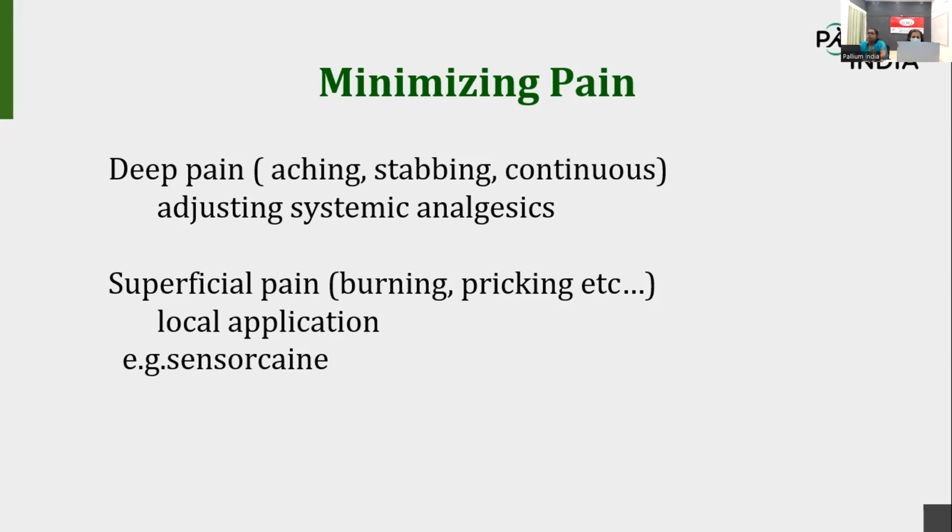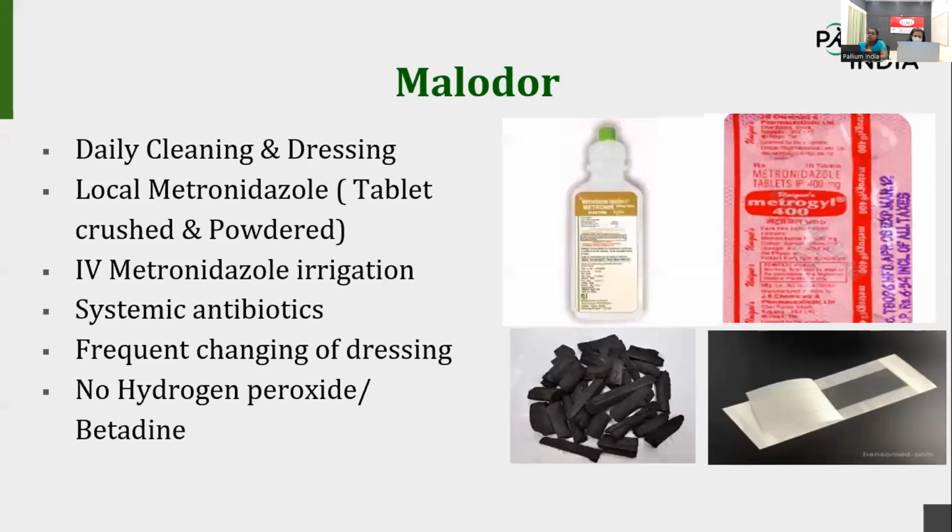And if they have superficial pain like burning or pricking type of pain, your systemic analgesics may not work. At that time you can apply a local application. You can apply Sensorcaine or Xylocaine. Within 2 to 10 minutes, the patients will get the local anesthetic effect on that wound. Then you are able to do the dressings.